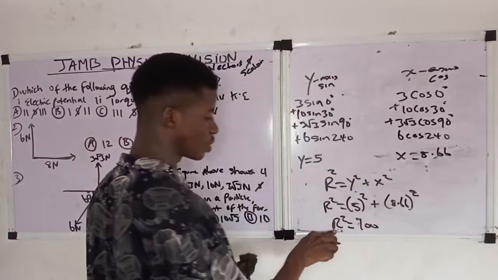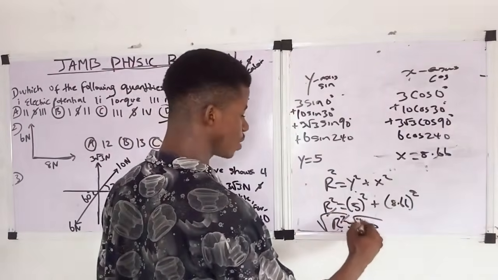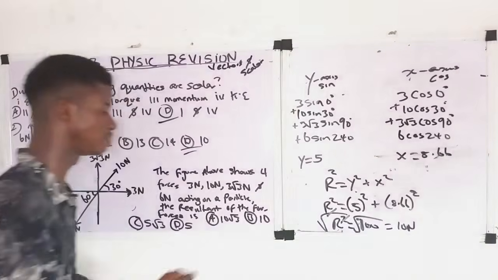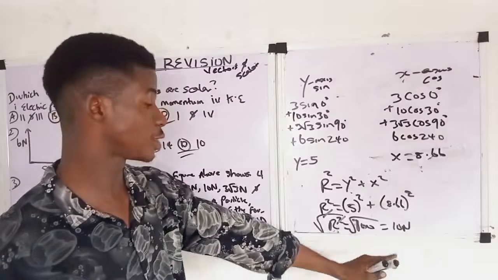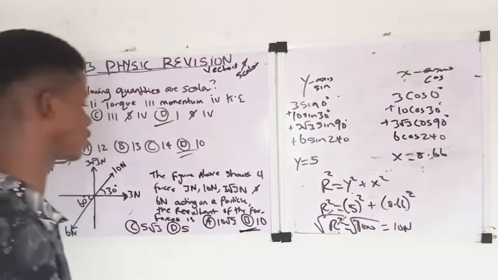So we're looking for r. Take the square root of both sides, so the square cancels the square root. The square root of 100 is 10. So the answer here is B, which is 10. As you saw, our answer is 10 Newton. So B.